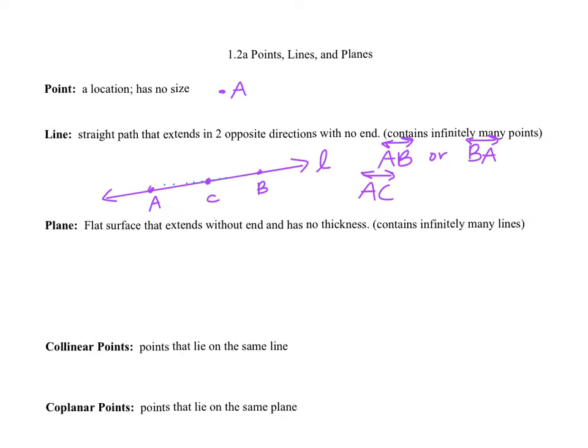And then the other way you could name this is you could call it line L because they gave us this little L right next to it. So a line is named with 2 letters, and it doesn't matter the order of those 2 letters. I typically just go in alphabetical order, but you don't have to.